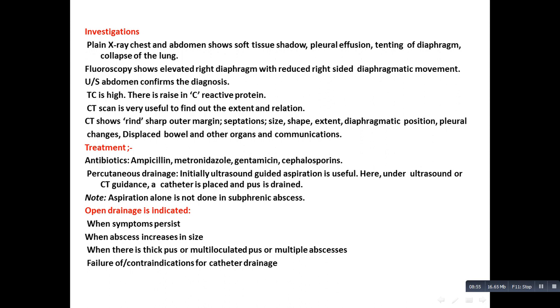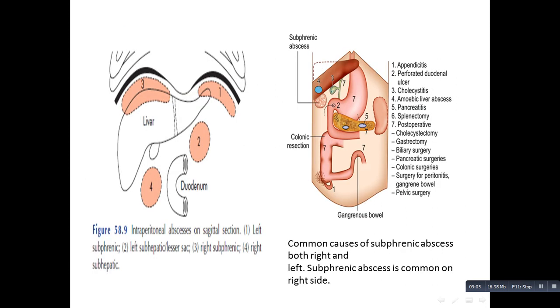This is the diagram. It shows the left subphrenic, right subphrenic, and subhepatic spaces, left and right. These are the causes of subphrenic abscess: appendicitis, peritonitis, splenectomy, pancreatitis, and other surgery such as gastrectomy, biliary surgery, and pelvic surgery. These are common causes of subphrenic abscess.